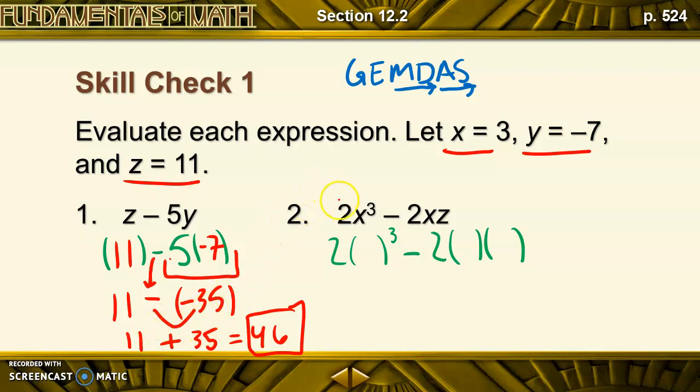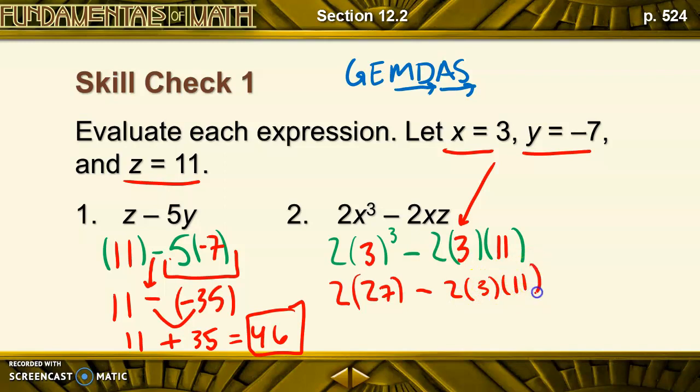Now in this problem, we want to go ahead and evaluate 2x cubed minus 2xz. X is the same thing as 3, so we brought the x there, and z is 11. Now order of operations says I'd have to do any exponents first in this case. 3 times 3 times 3 is 27. So I have 2 times 27 minus 2 times 3 times 11.